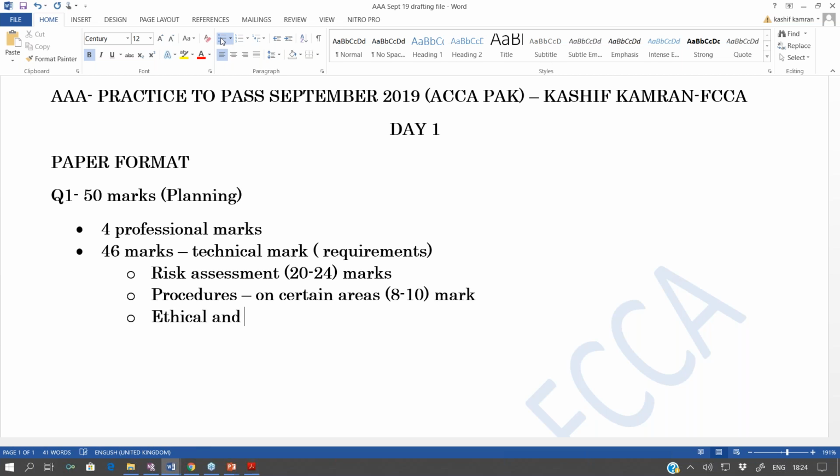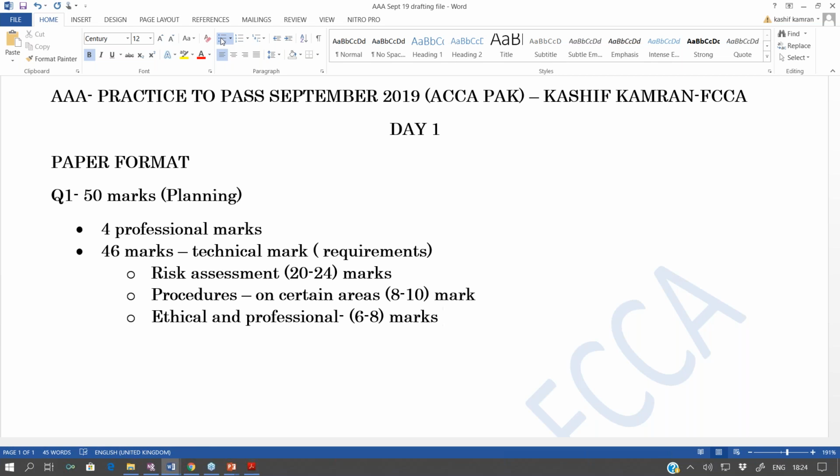ethical and professional issues. The examiner brings a case study on ethical and professional issues in the very first question for like 6 to 8 marks. So it would not be a surprise to see ethical and professional issues in the very first question for like 6 to a maximum of 8 marks.